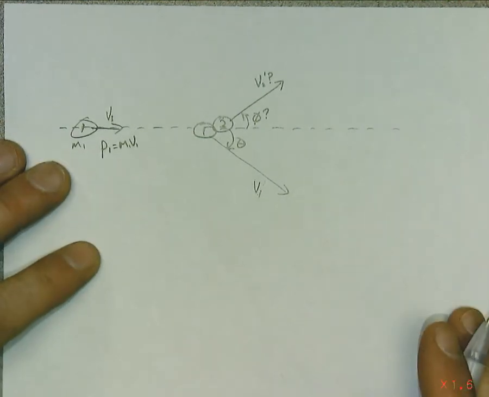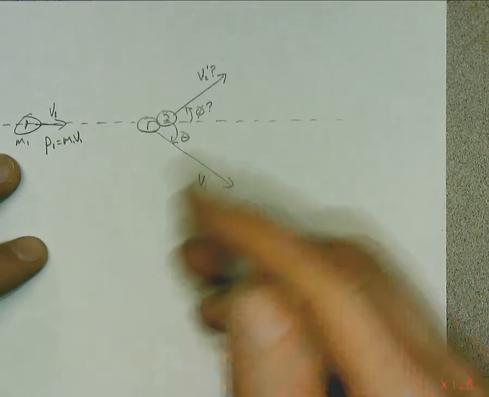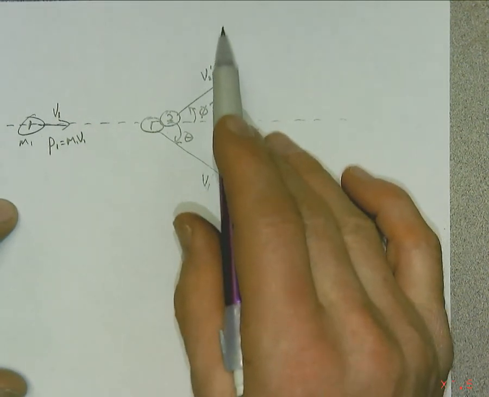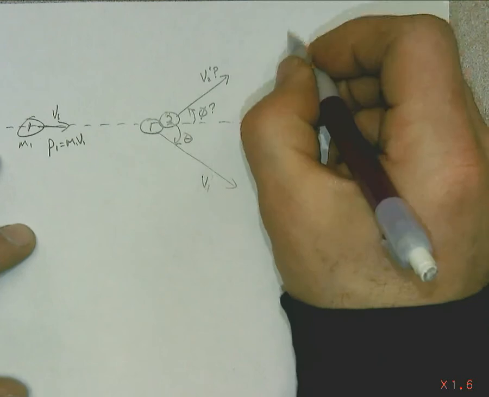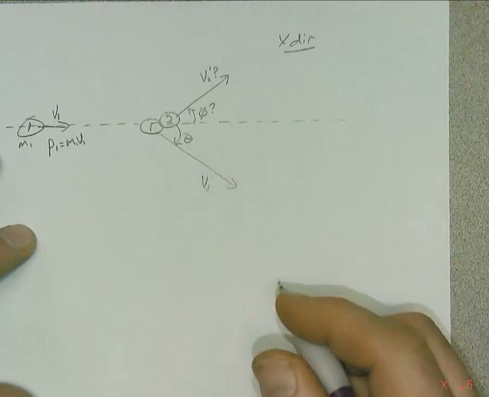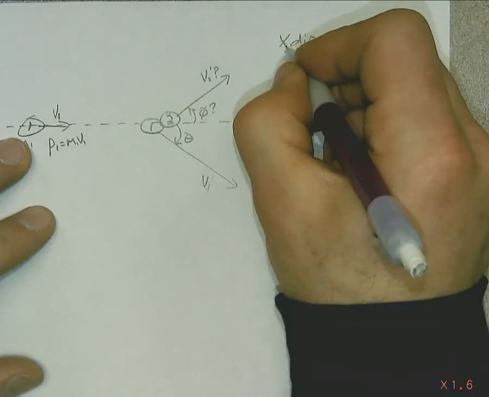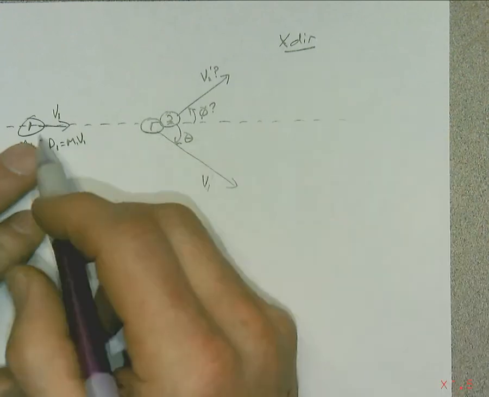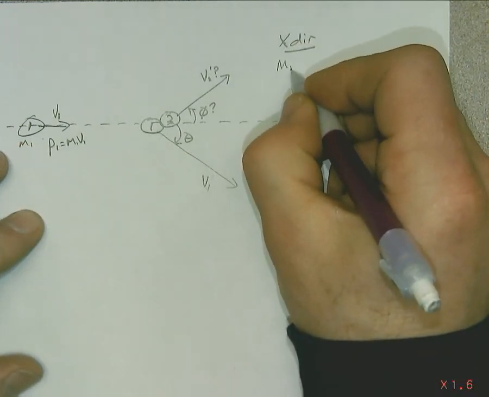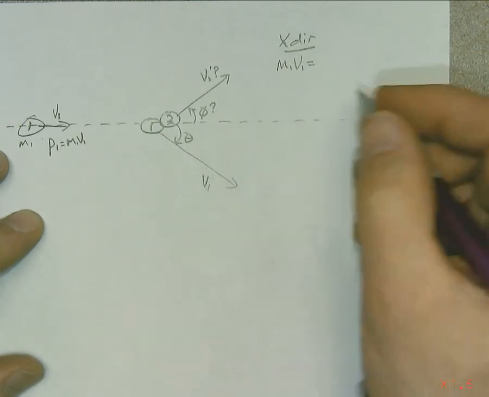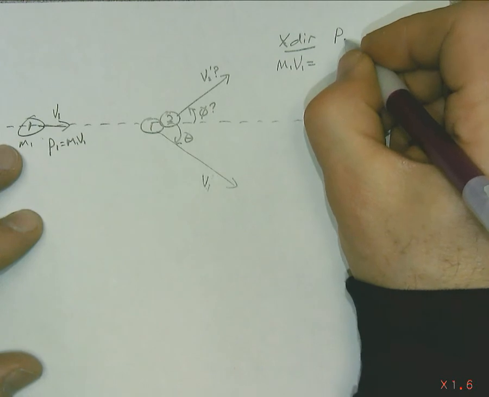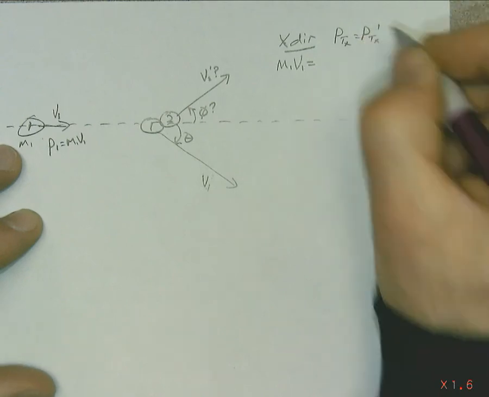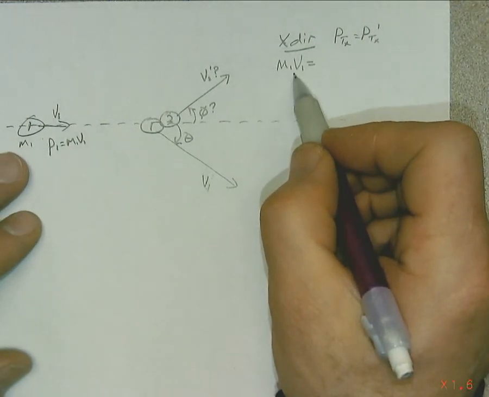All right, so here's what is very important. The momentum in the X direction has to be conserved. The momentum in the Y direction has to be conserved independently. So we've got to take both directions. Let's start with the X direction and write the before and after. All of the original momentum is in the X direction. So M1 V1 is equal to, this is the momentum before. Momentum total before is equal to momentum total after, sub X. So all the momentum is in the X direction before.